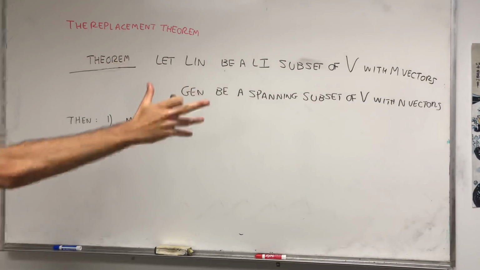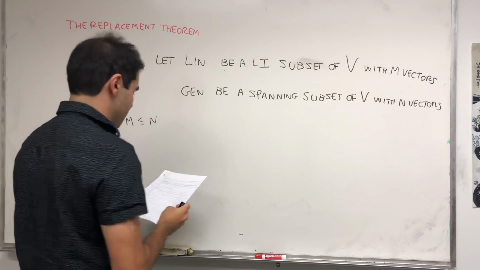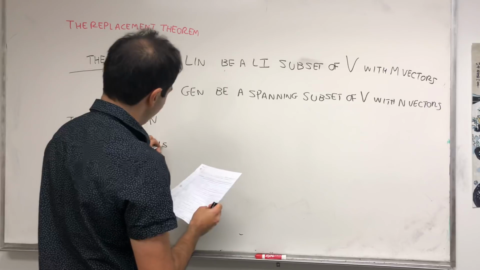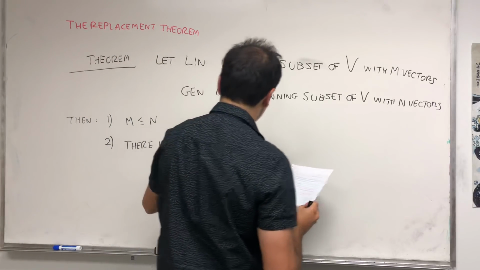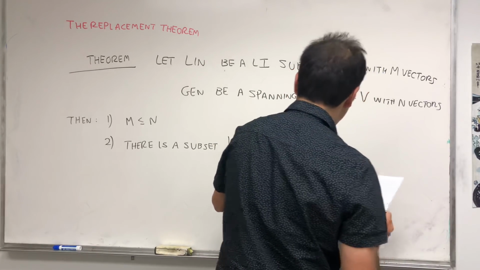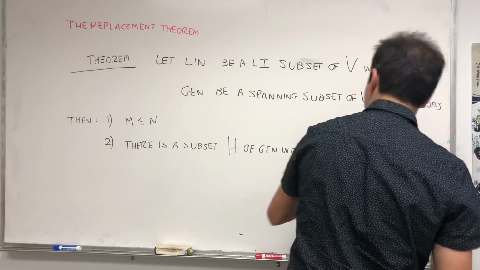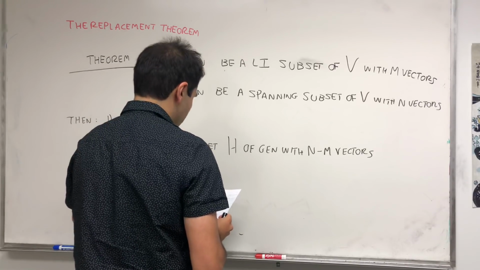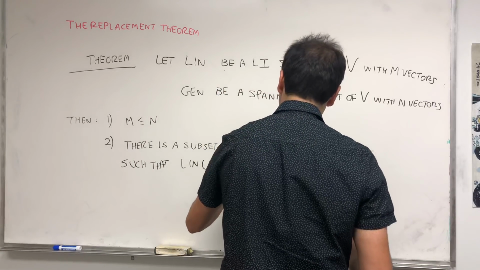In other words, you can extend lin to become a new spanning subset of V. So in other words, there is a subset H of gen with n minus m vectors such that the union of lin and H still spans your vector space.